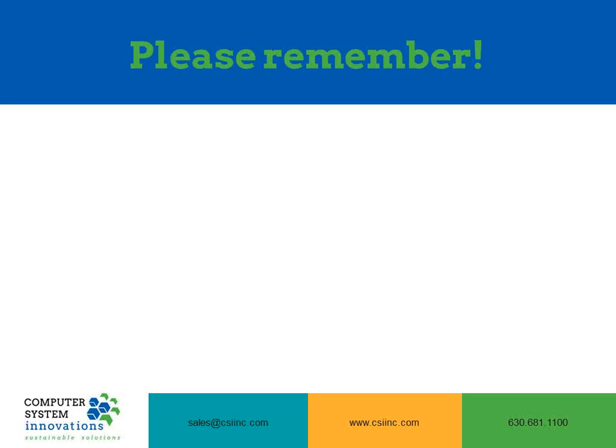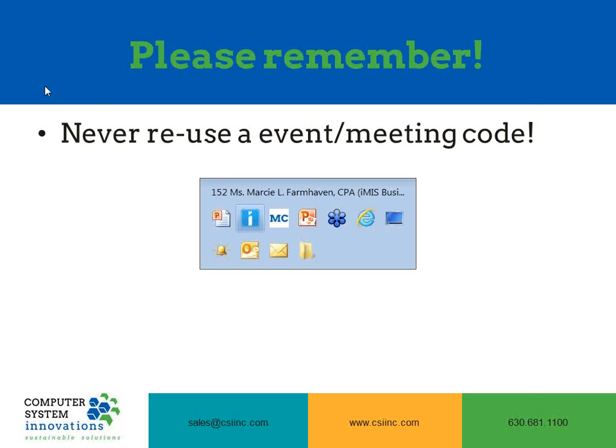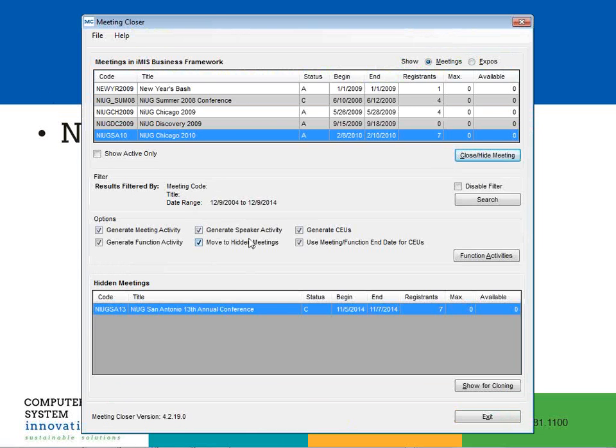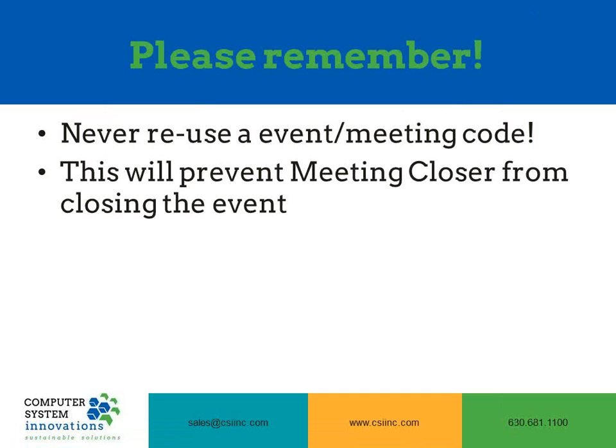Let's talk about some things that we'd like you to take away from here, stuff to remember, if you will. Please never ever reuse a meeting or event code. If you do not hide the meeting in iMIS in Meeting Closer, so if you do not move it to hidden meetings, this is not going to be a problem. But if I move this NIOG SA13 to hidden meetings, iMIS no longer sees it. So it would let me go and create a new NIOG SA13. That's a bad idea, okay?